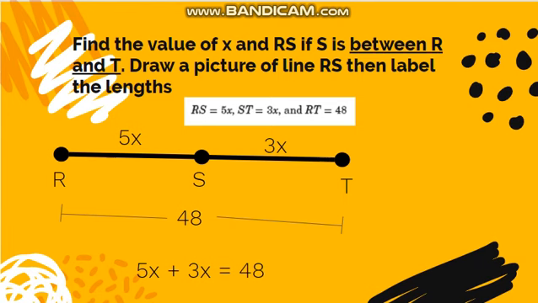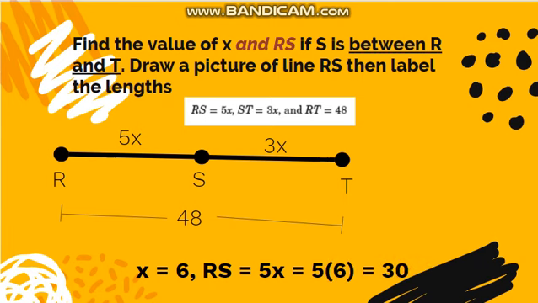So we're going to combine our like terms. 5x plus 3x is going to give us 8x. And then to solve for x, all we have to do is divide both sides by 8, which gives us x equals 6. But remember, we're not quite done because we wanted to find x and RS. So all we have to do is look back up here, see that RS is 5x. We already know what x is, so we plug it in to find out that the length of RS is 30 units. RS is 30 units on its own.